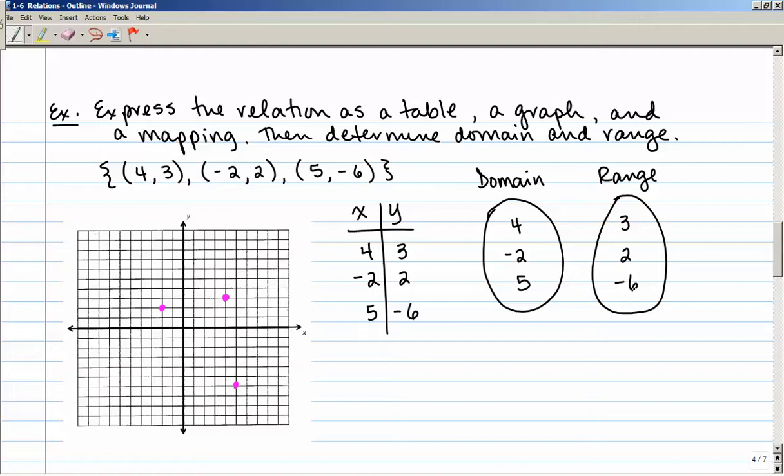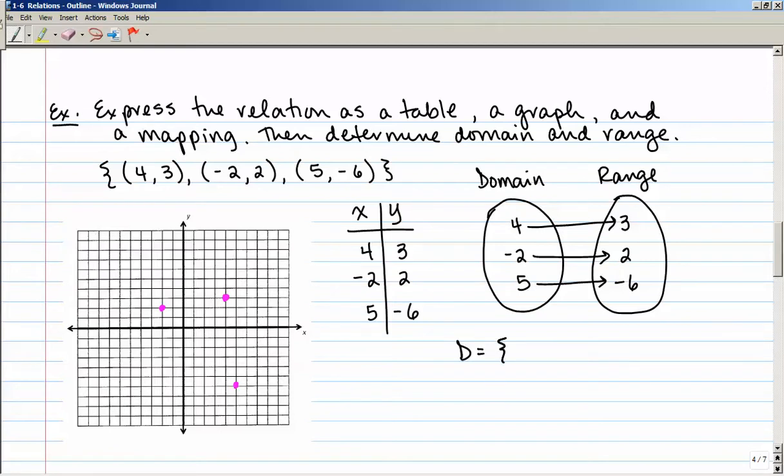And then I just draw an arrow from the element of the domain that's mapped to the element of the range. So I had the ordered pair 4, 3. So I draw it like that. Again, make sure that it starts inside the domain bubble and ends in the range bubble with an arrow. I have the ordered pair -2, 2, and the ordered pair 5, -6. So there's my table, my graph, and my mapping, and now I need to determine the domain and range.